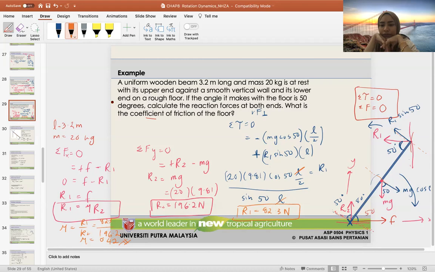F minus R1. Oh, when we are talking about forces, we are talking about the body as a whole, okay? So here in the X direction, I have R1 here, and I have F over here in my X direction. So that is why I can subtract like that, F minus R1, because I'm looking at the forces acting on the whole ladder. Do you understand?